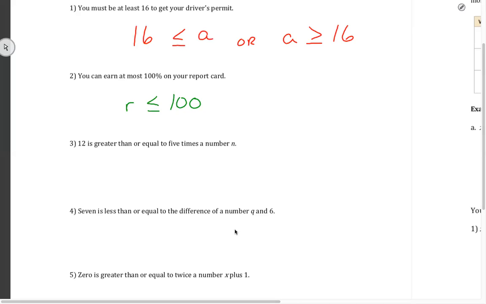Emma, 12 is greater than or equal to 5 times the number n. 12 and then the greater than or equal to symbol, 5n. Very good. So we have 12 is greater than or equal to 5n.